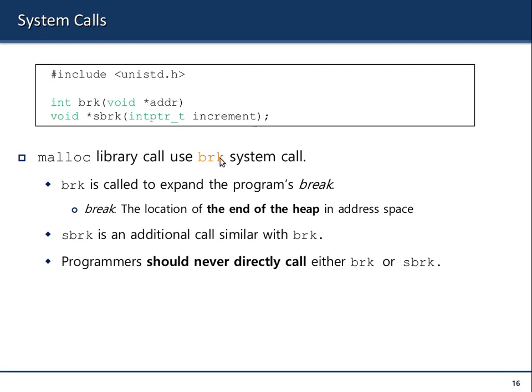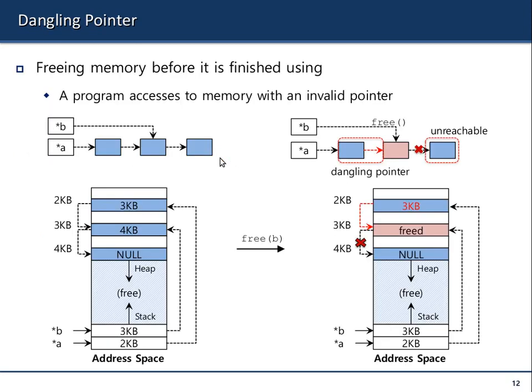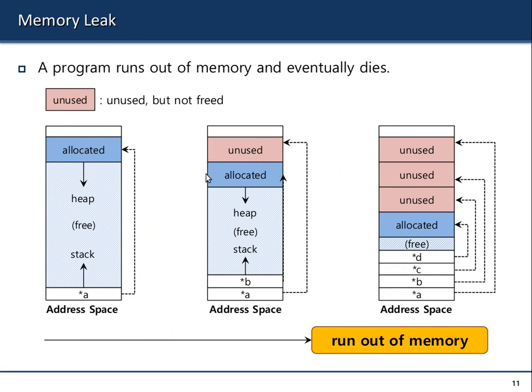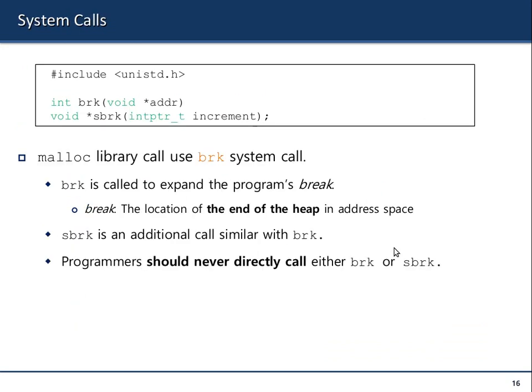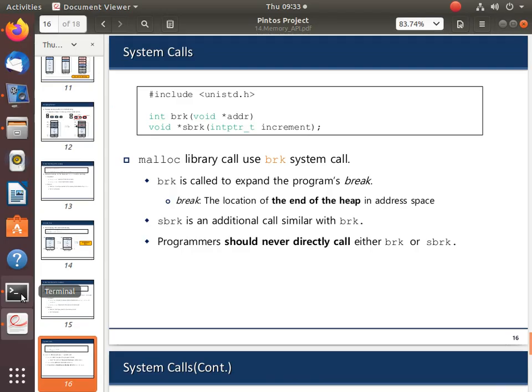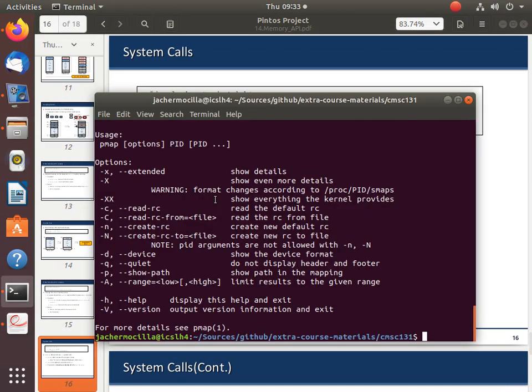So, di ba sabi natin, when we allocate memory on the heap, merong marker yan na nagsisignify kung saan yung end ng heap. Okay? So, pag nag-allocate ka, yung marker na yan mag-move lang. So, yun yung ginagawa ng brk. Okay? So, malloc uses the brk. You don't directly use the brk. You can read more about that. man brk. Okay?